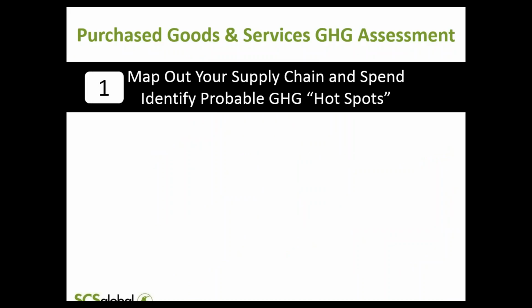So, a few key steps in the purchased goods and services greenhouse gas assessments. This is the approach that we use at SCS when we're doing this type of analysis. The first is to map out your supply chain and spend and identify the probable greenhouse gas hotspots. You can do a tremendous amount before you even have any greenhouse gas data simply by looking at what your key suppliers are in category areas of spend.